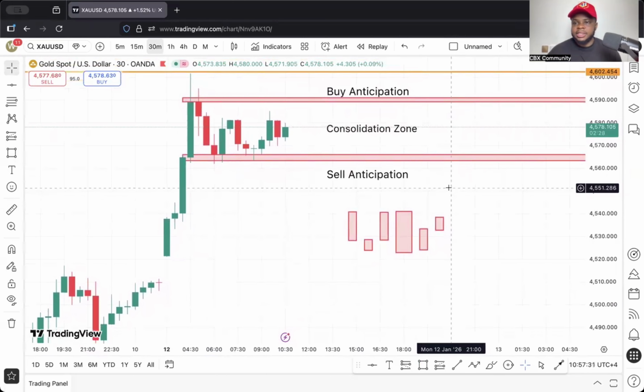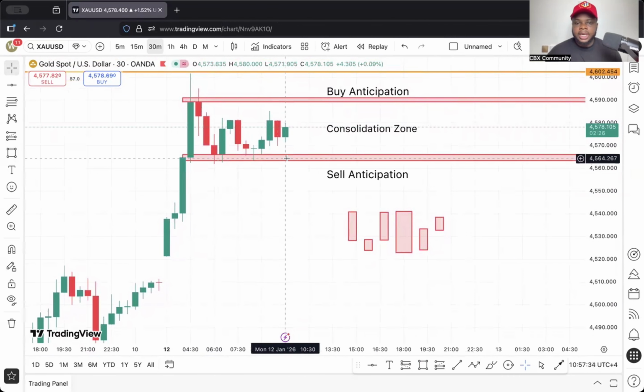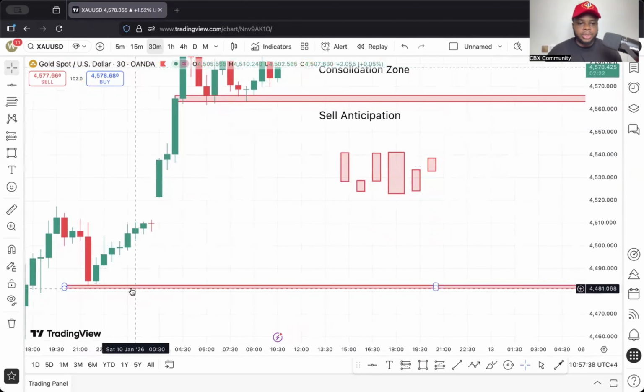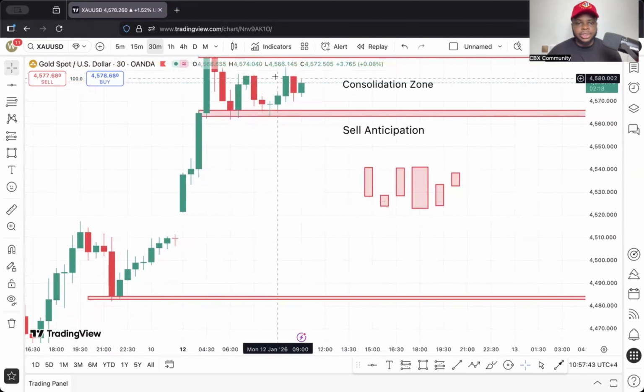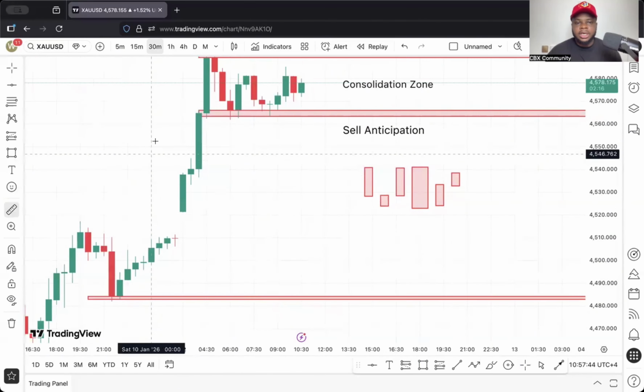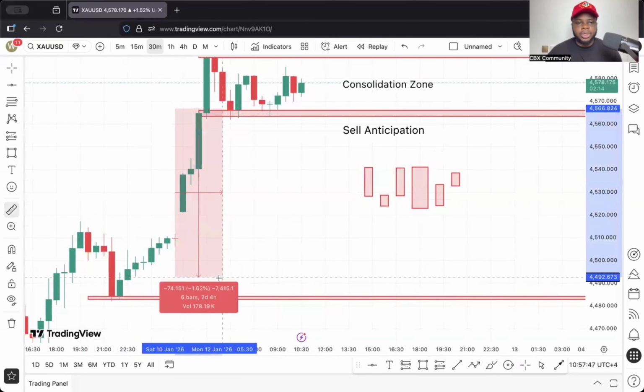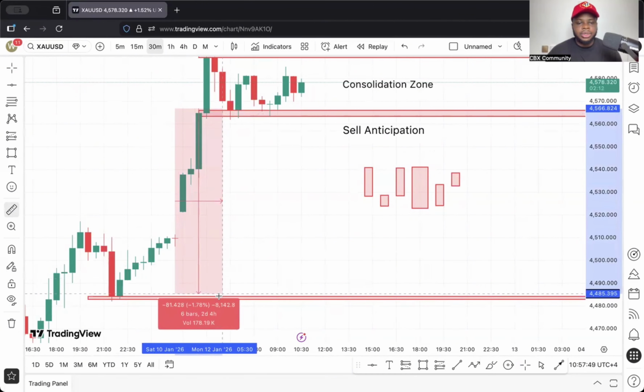That means we are anticipating a bearish candle to break this support zone for it to continue to come down to this support zone. Let's adjust this support zone here. For it to continue to come down to this support zone, let's measure from this support zone down to this support zone. You're looking at 800 pips.